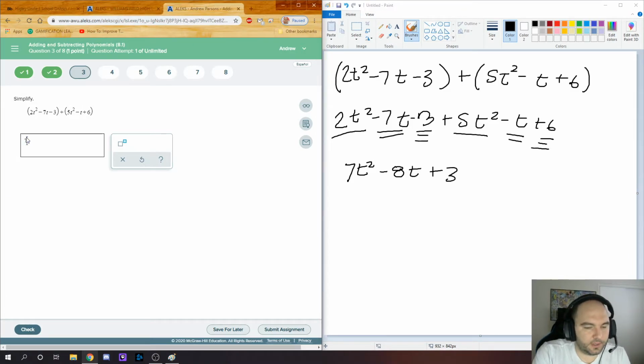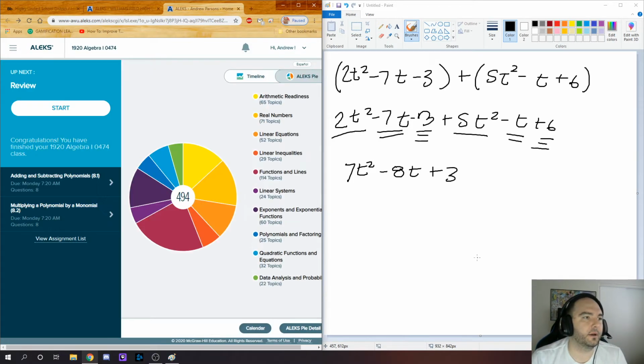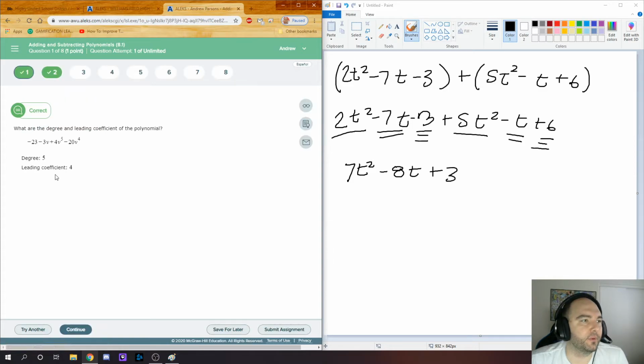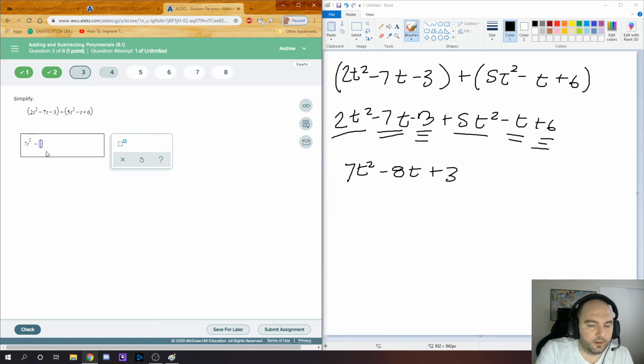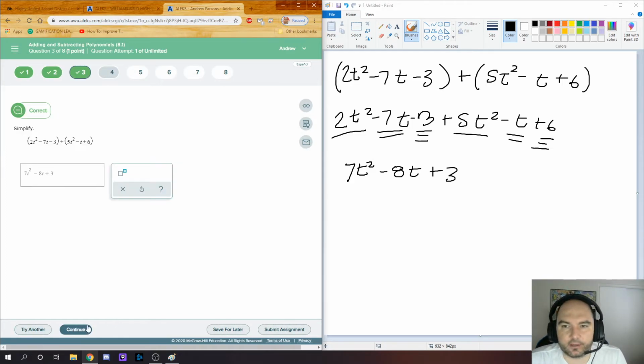So 7t squared. Sorry, new keyboard, trying to figure out where the buttons are. It's always slightly different when you have a new keyboard. Oh my gosh. I hit some kind of crazy button. All right, let me type 7t squared minus 8t plus 3. Thanks for that.